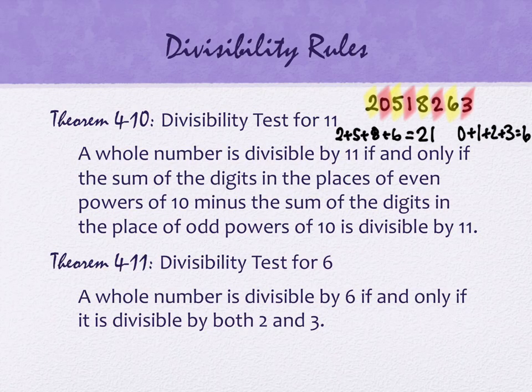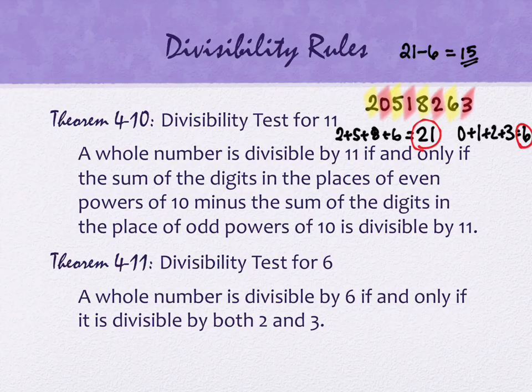And what we're going to do is we're going to take these two digits and we're going to subtract them. So we're going to do 21 minus 6. And what is 21 minus 6? That is 15. And this number right here, if it's divisible by 11, the original number was as well. And if it's not, it's not. Does 15 divide by 11? No, it does not.